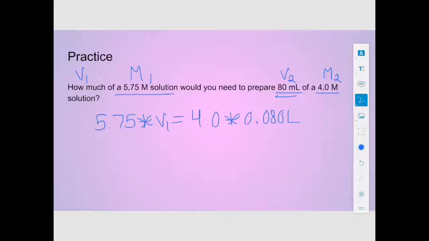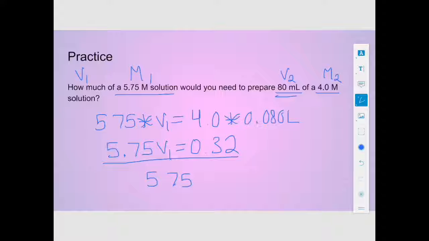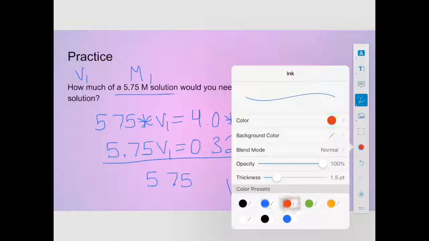0.080 liters. Okay, so we're going to go ahead and just condense our formula here. 5.75 V1 is equal to 0.32. Both sides can be divided by 5.75. Okay, and we're going to get an answer here. Volume of 1 is equal to 0.0556 liters, which is also equal to 55.6 milliliters.